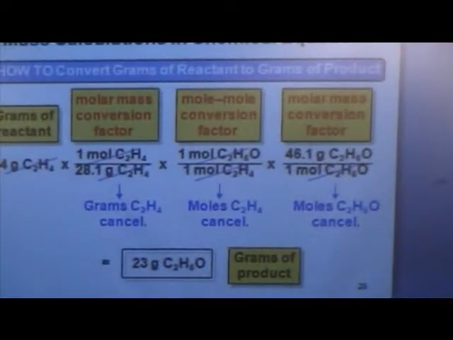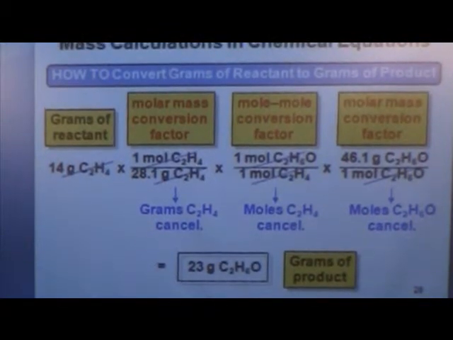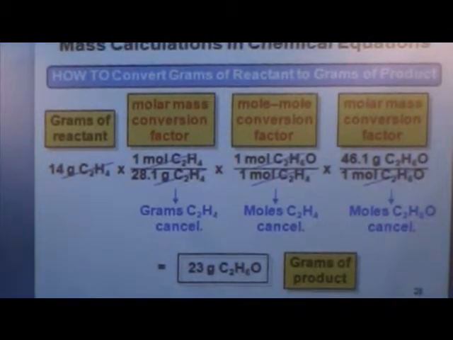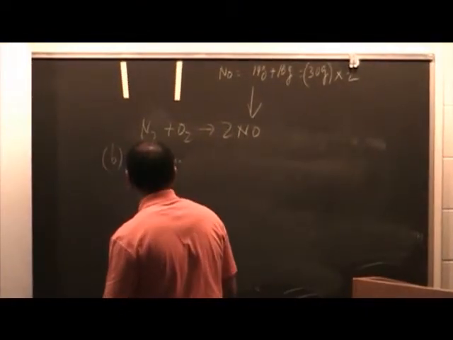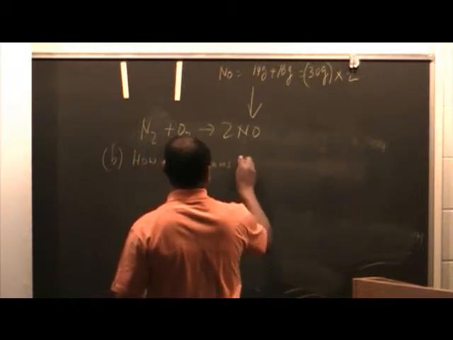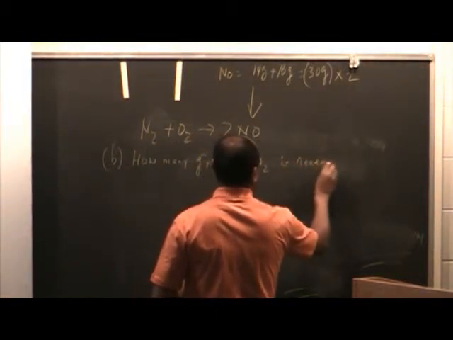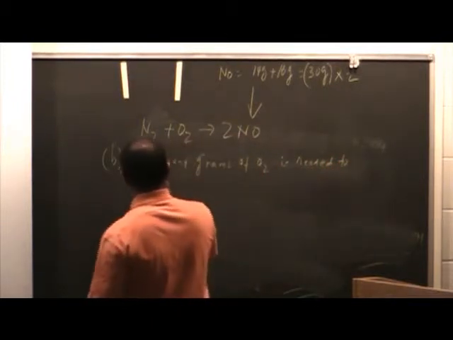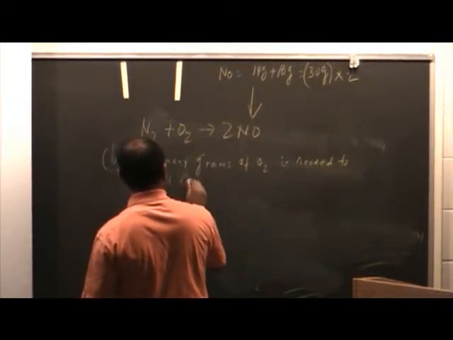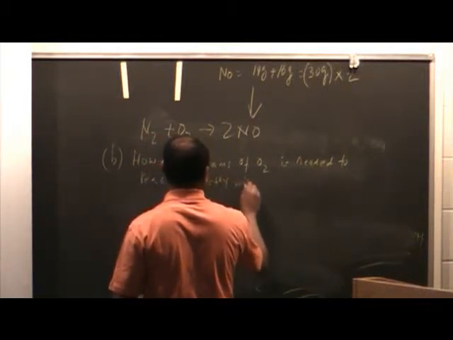What does the third one say? How many grams of oxygen are needed to react completely with 10 grams of nitrogen? To react completely with 10 grams of nitrogen.